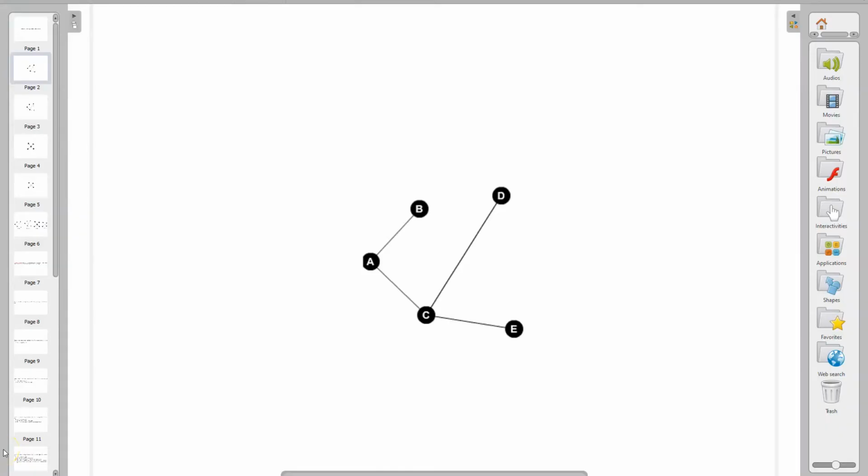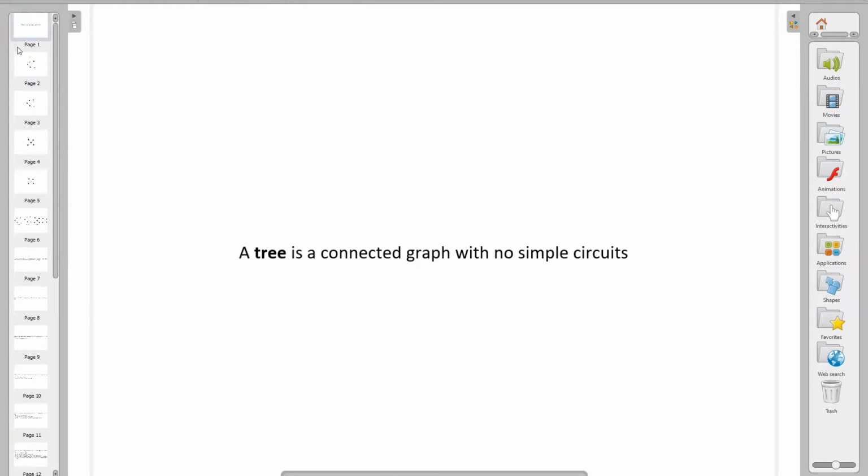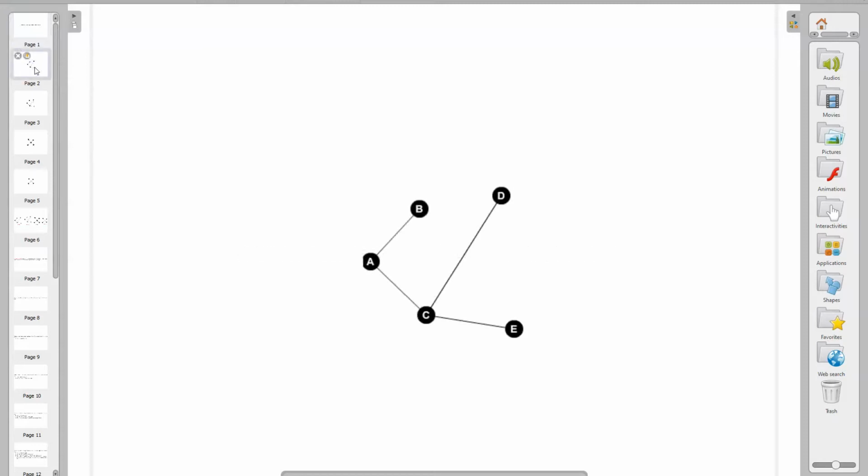In this lesson, we're learning about the tree of optimal value. A tree is a connected graph with no simple circuits. Remember, a simple circuit is when you start at one vertex, follow a path, and return to the same vertex without repeating any edges. Here's an example. This is a tree. As you can see, there's no way you can start at one place and return to the same place without backtracking.